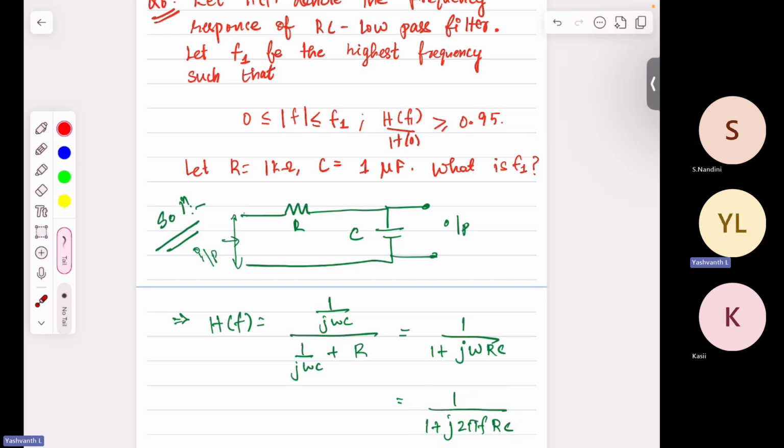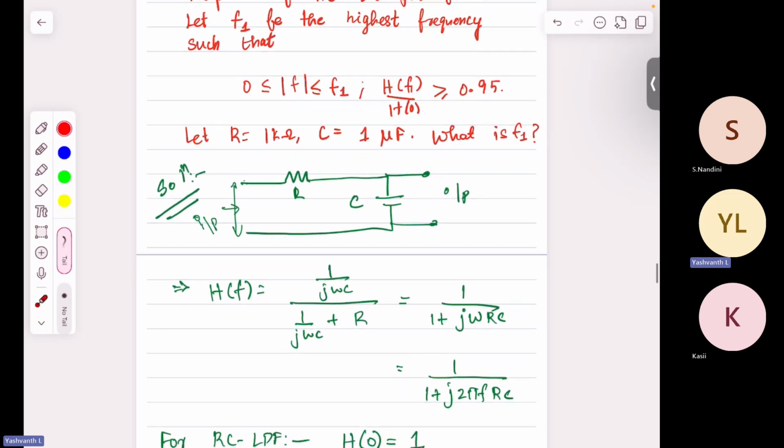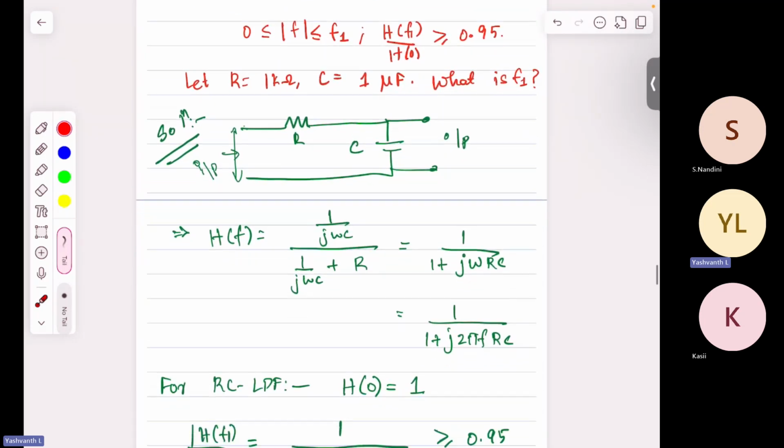Until now, is it clear? Sorry, I didn't follow whether you understood. Is it clear till now? Okay, I guess it is clear. But if not clear, this is the right time to ask. Otherwise, I won't know whether it's clear or not.